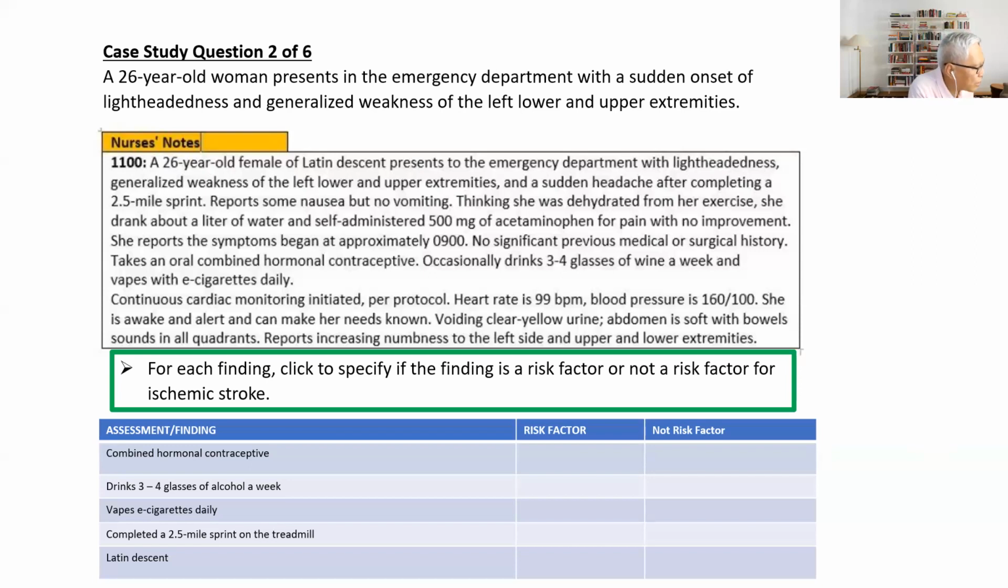Okay, so let's go ahead over here. I think that combined hormonal contraceptive is going to be a risk factor because of estrogen being present. So this is a risk factor. And drinks 3 to 4 glasses of alcohol a week. Vapes, yes. Completed a 2-mile sprint, this is not a risk factor, and this one is a risk factor. Okay, great. So let's go to the next question.